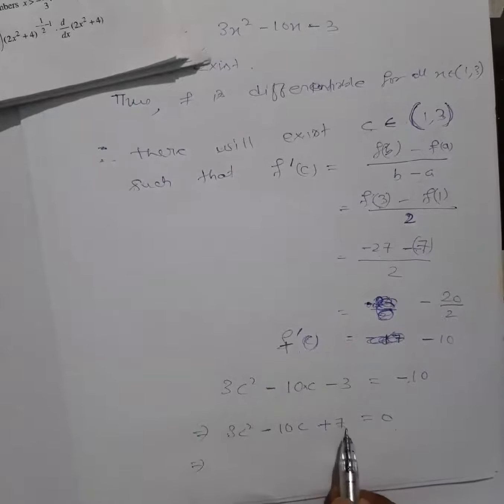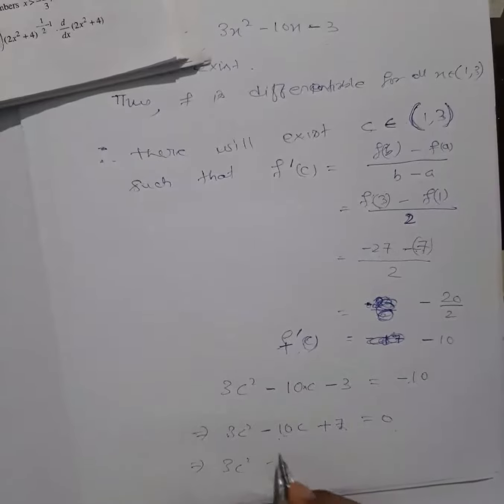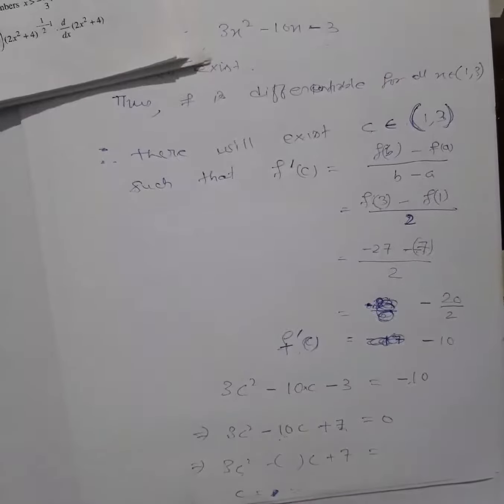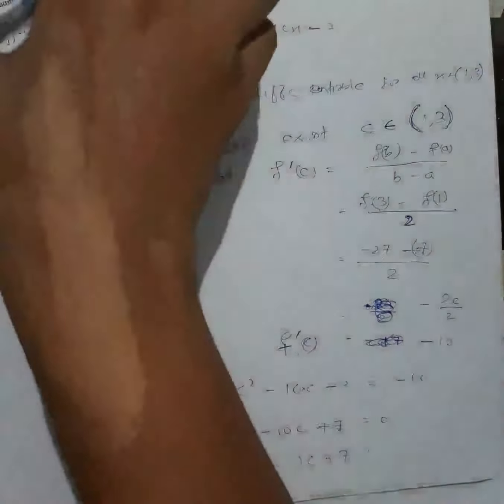So you try to solve this one using splitting the middle term. Okay, 3 into 7, that is 21. So using 21, you split 10. Okay, you know that, right, how to use splitting the middle term. So you split this middle term and then solve for c, whatever comes out. Okay, you find out that value, so that will be your answer. Next, again they have asked you something.